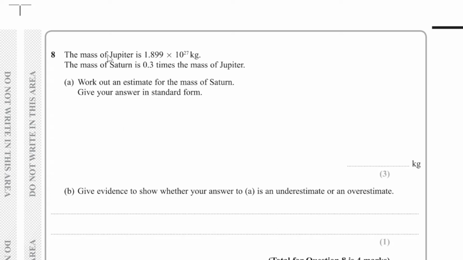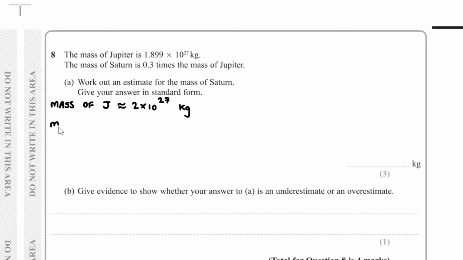Question number 8. The mass of Jupiter is 1.899 times 10 to the 27 kilograms. The mass of Saturn is 0.3 times the mass of Jupiter. For part A, we have to work out an estimate for the mass of Saturn. Give your answer in standard form. So first of all, we have an approximation for the mass of Jupiter. This is approximately 2 times 10 to the power of 27 kilograms.